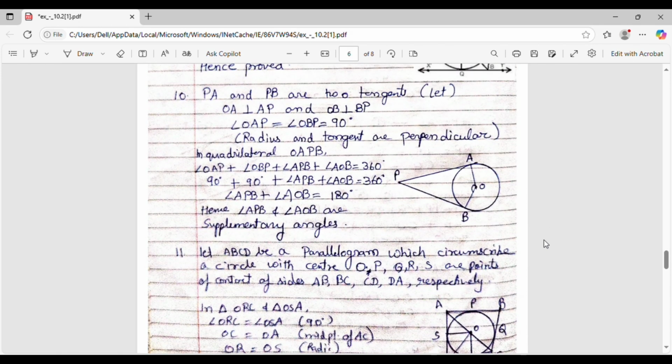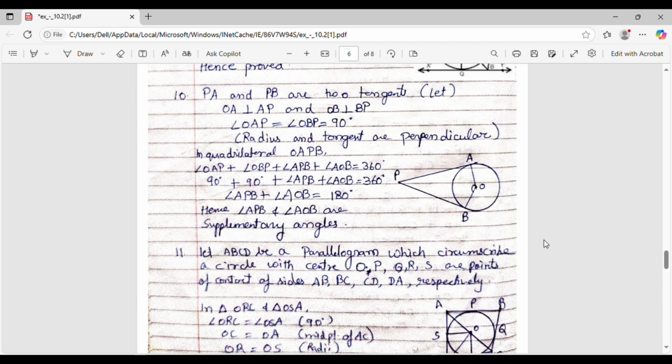Question number 10. Prove that the angle between two tangents drawn from an external point to a circle is supplementary to the angle subtended by the line segment joining the points of contact. So as you can see in the figure, PA and PB are the two tangents. OA is perpendicular to AP and OB is perpendicular to BP. Angle OAP is equal to angle OBP, 90 degrees.